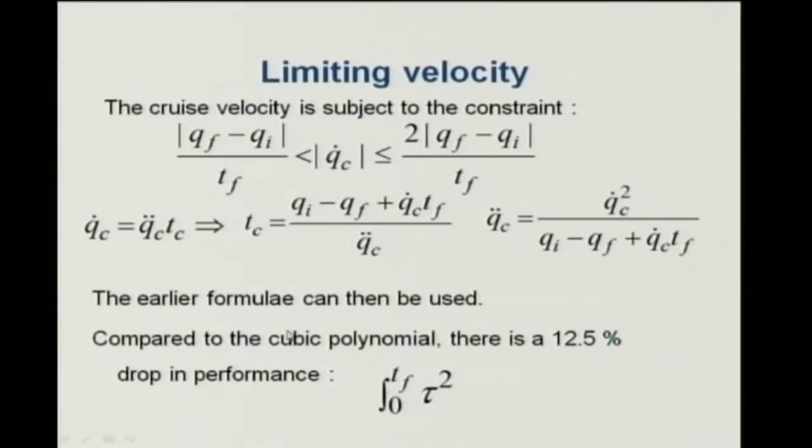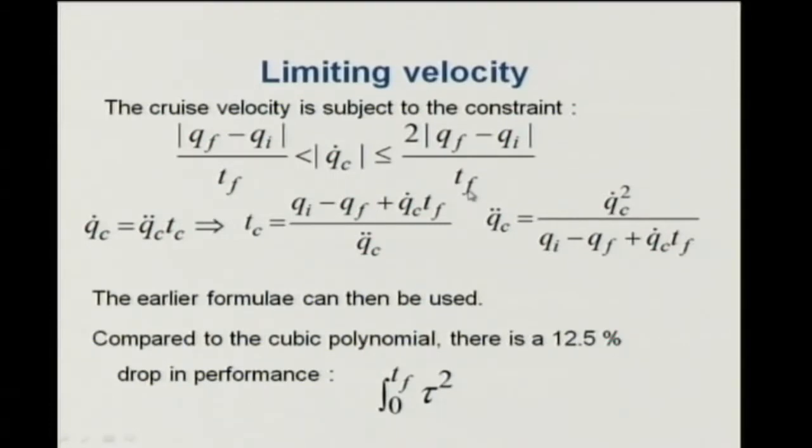Now the other thing is, you can also limit the velocity. So the cruising velocity, the flat part of the trapezoid that we are talking about. So again, you can quickly figure out that cruise velocity is subject to this constraint: (Qf minus Qi) upon Tf is less than the cruise velocity, which is less than 2 (Qf minus Qi) upon Tf.